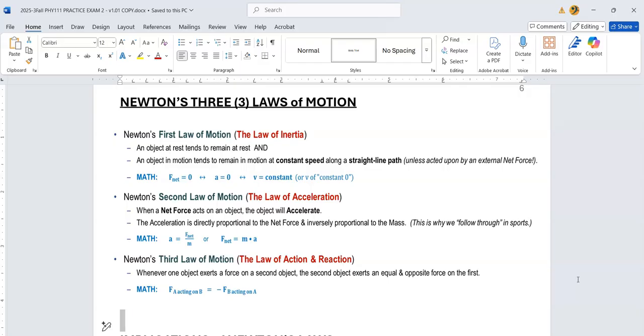And Newton's third law is the law of action and reaction, which tells us that whenever two things interact, it doesn't matter whether one is alive and one is not alive. If two things contact each other and there's any force between them, both of them are exerting the exact same force on each other, just in the opposite direction. So mathematically, we would say the force of A acting on B is exactly equal in magnitude to the force of B acting on A, just in the opposite direction. So we use a negative sign to represent that.